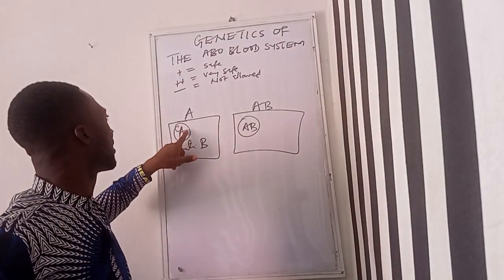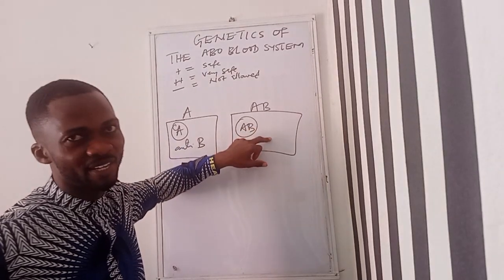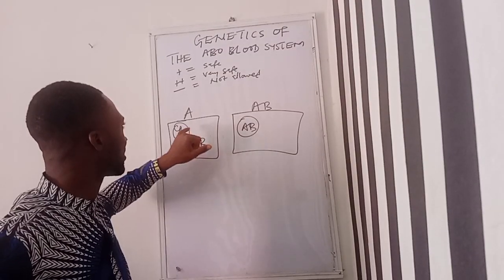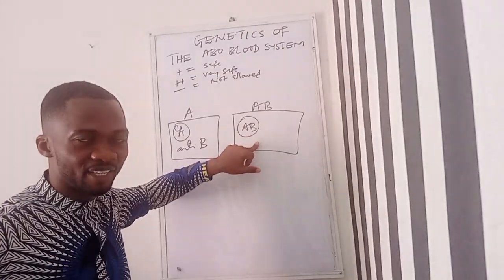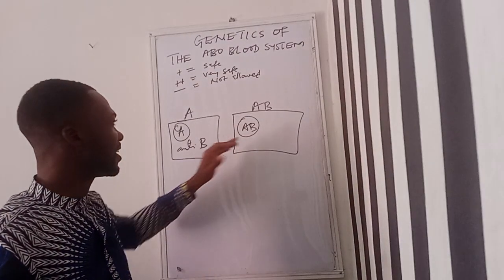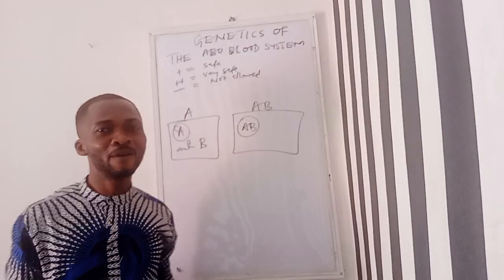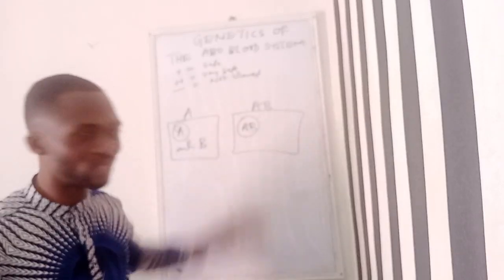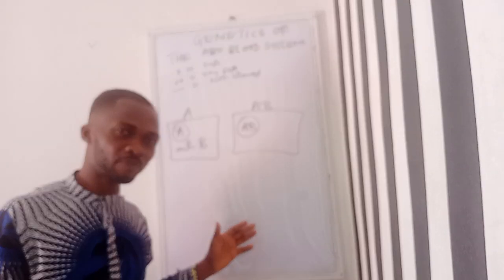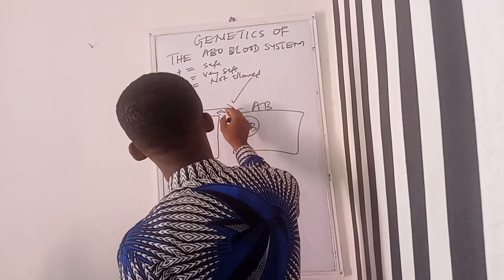So look at this now. This is antigen. If you have antibody A, then that means there is a corresponding antigen and antibody. But because there's no corresponding antigen and antibody here, this one can donate to this one and there will be no problem. So from this to this, good can go. But from this to this cannot go.